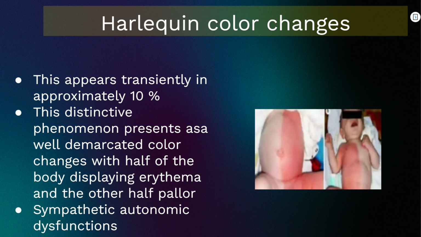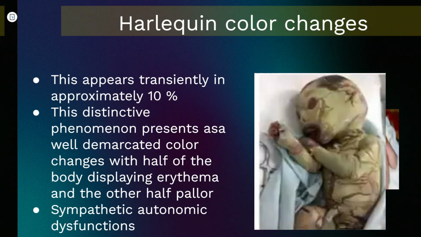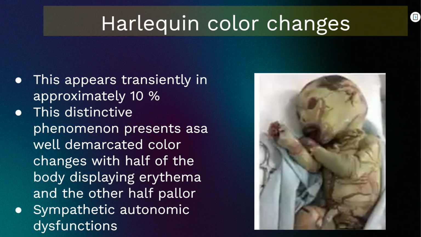It is a distinctive phenomenon that presents as a well-demarcated color change with one half of the body displaying erythema and the other half paler. Usually it occurs between 2 to 5 days, but it could be seen as late as 3 weeks of life. The condition is benign and this color change fades away in 30 seconds to 20 minutes. This benign condition should not be confused with harlequin fetus, a severe and uncommon form of ichthyosis manifesting with large plate-like scales and fissures over the body.